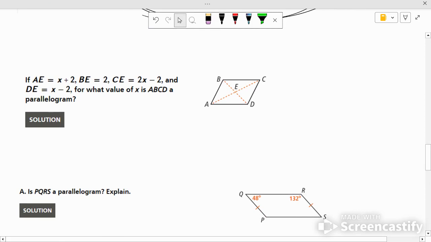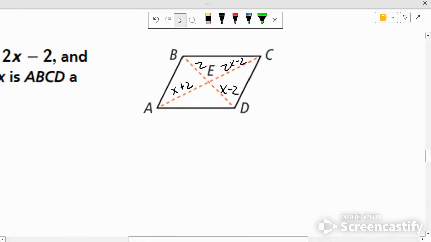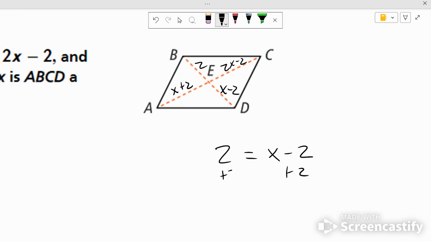So here's our diagonals one. AE is x plus 2. BE is 2. EC is 2x minus 2. DE is x minus 2. So what do I set equal to what? What would be the easiest one? 2 is equal to what? x minus 2. So we just add 2. x equals 4. So if x is 4, this is 6, and this is 6, this is 2, and this is 2. Makes a parallelogram.